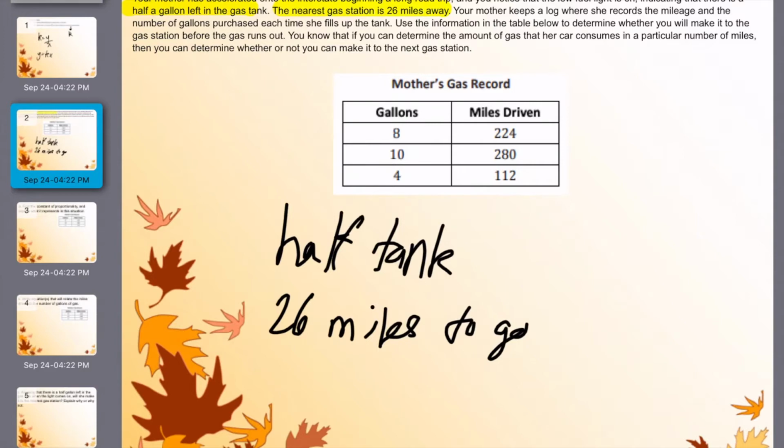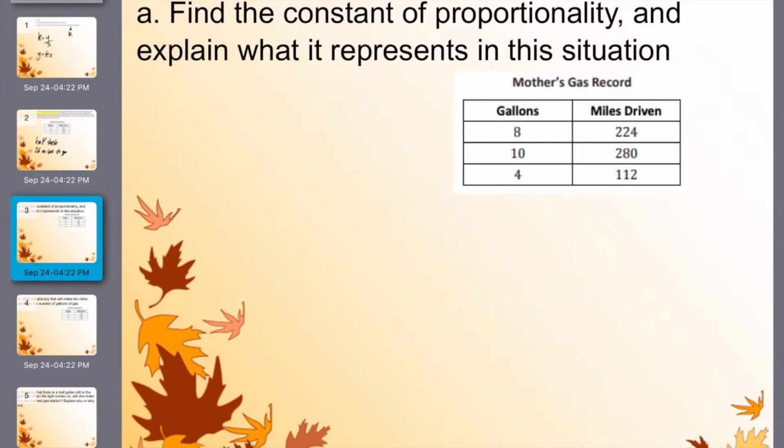Your mother keeps a log where she records the mileage and the number of gallons purchased each time she fills up the tank. Use the information in the table below to determine whether you will make it to the gas station before the gas runs out. You know that if you can determine the amount of gas that our car consumes in a particular number of miles, then you can determine whether or not you can make it to the next gas station. So let's use this information to help us out here. Find the constant of proportionality and explain what it represents in this situation.